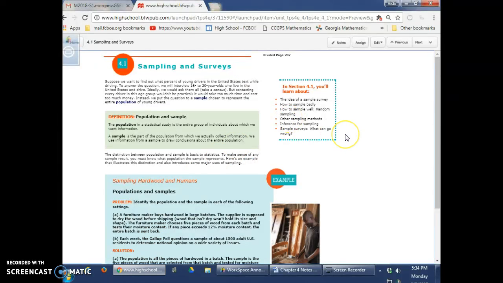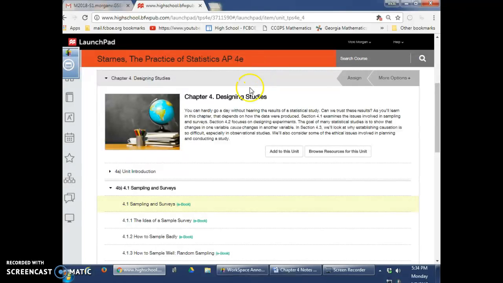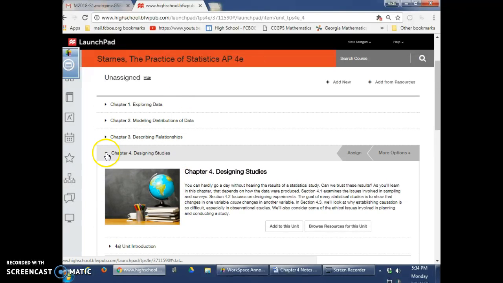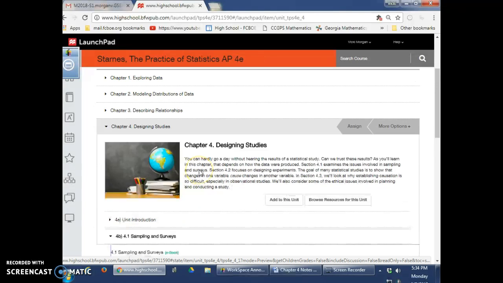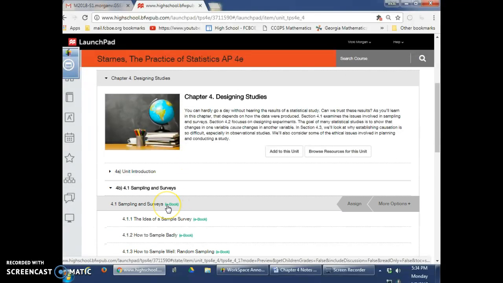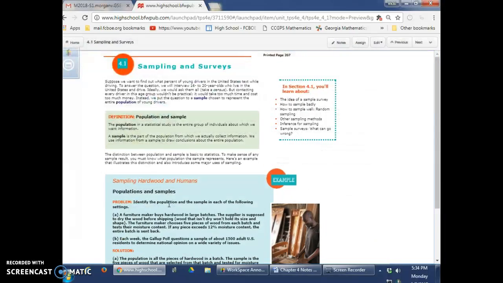Okay, one of the things I'm going to show you today is how to navigate the textbook. And I'm hoping you have access to it. If not, you will over the next few days. But I want to show you that you have a home page and you have all the different units here. And I've opened up Chapter 4 because that's where we're working. And I'm going to go to the section of Chapter 4 which talks about sampling and surveying. So I'm just going to kind of walk you through that section.